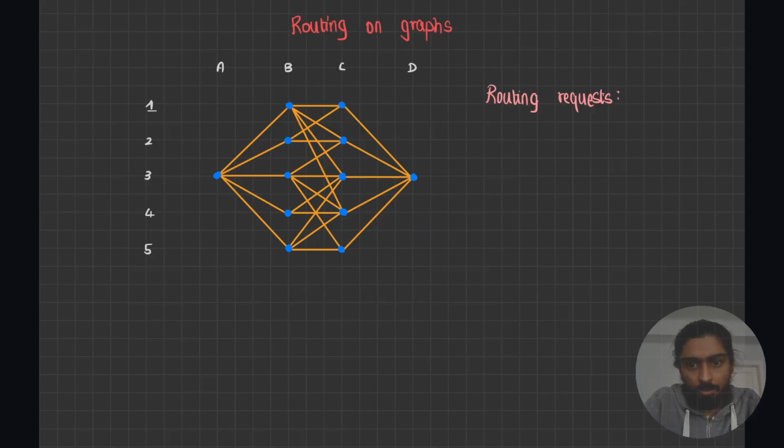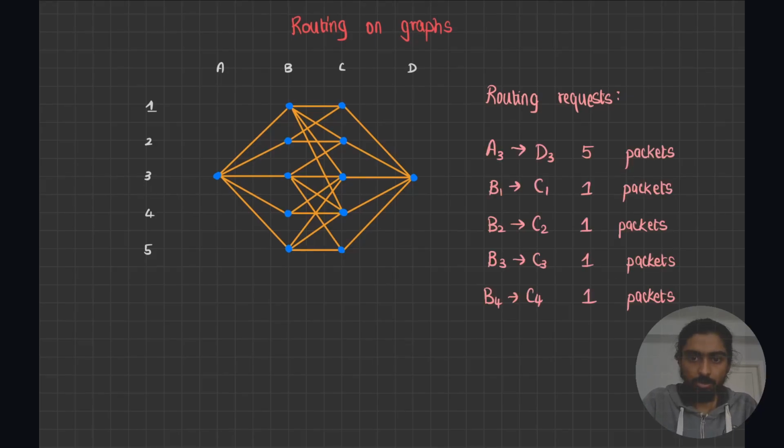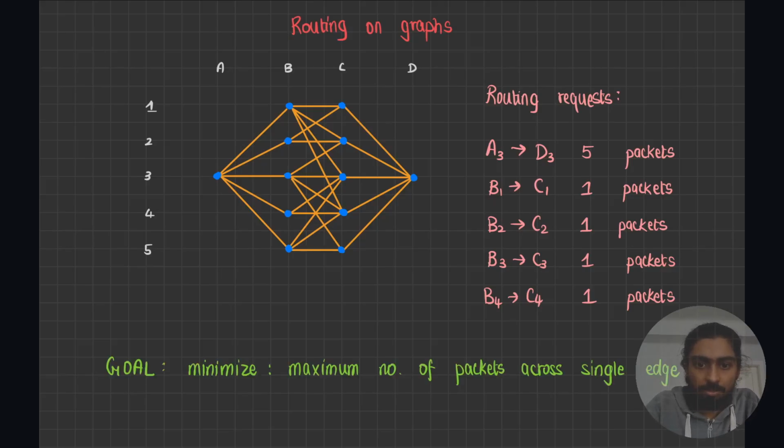And what we get is a sequence of routing requests. For example, this could be a sequence where from A3 to D3, so the leftmost to the rightmost vertex, you need to send 5 packets. And then there's 1 packet each in the middle vertices from B-i to C-i, except for the last one. So you need to send 4 packets between the middle vertices each, and 5 from the leftmost to the rightmost one. And what's your goal when sending these packets?